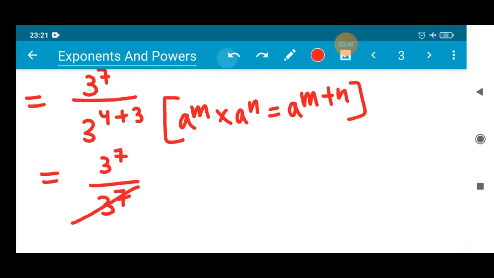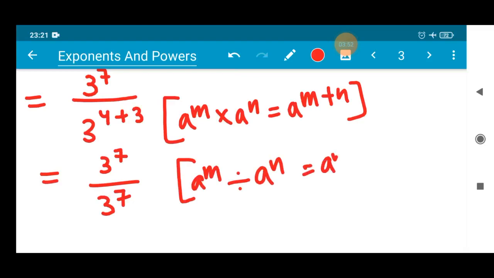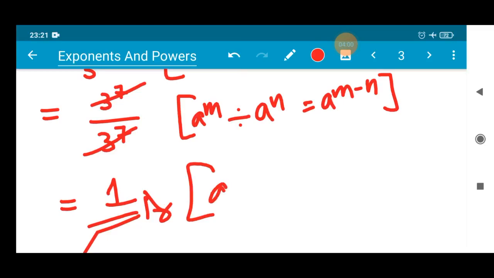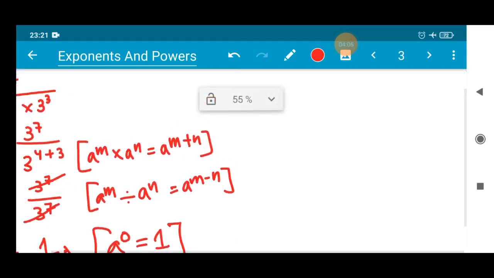Why? You have the same base. When you have the same base and there is a division sign, then your exponents can be subtracted, and 7 minus 7 is 0, that means the value is 1, and any base which has the exponent 0 can be written as 1. Okay, so this is the rule actually.